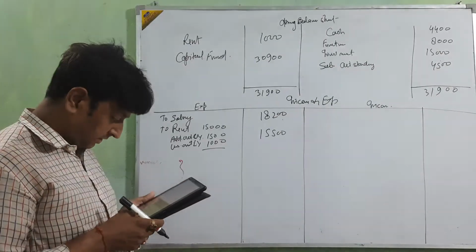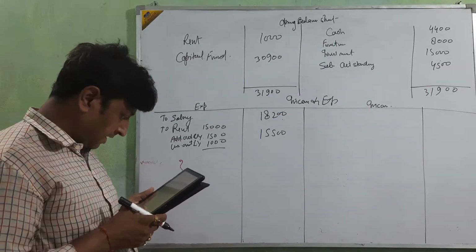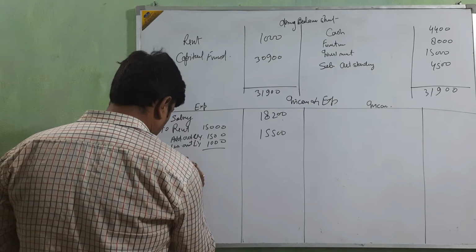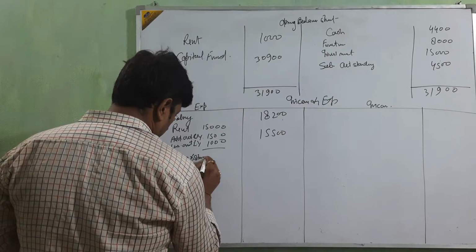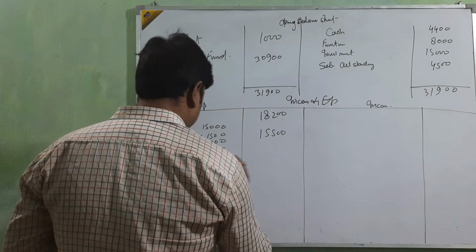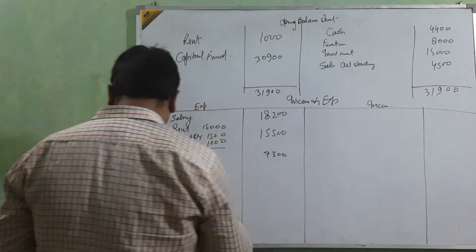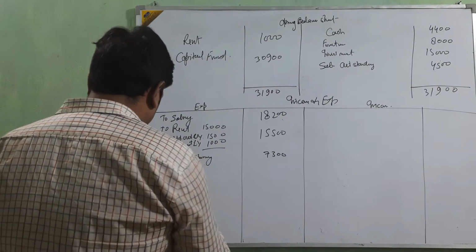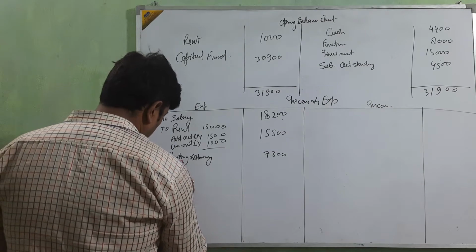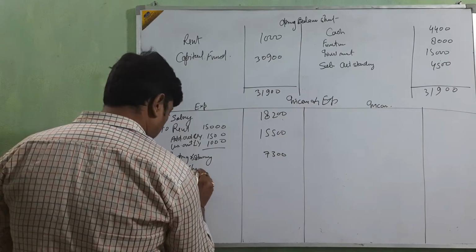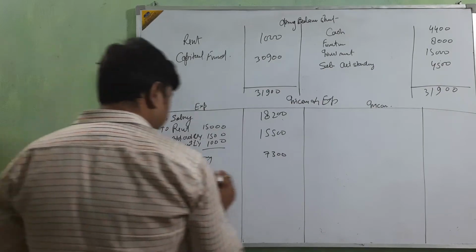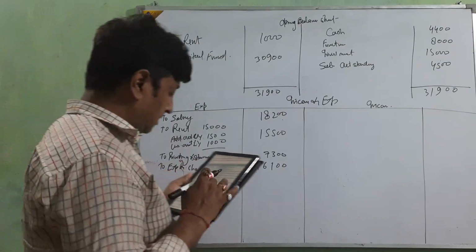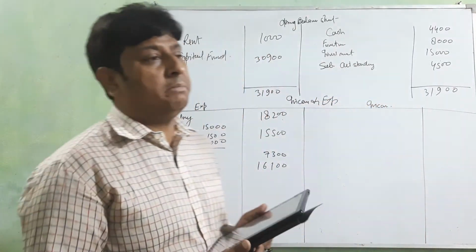Okay, then next printing and stationery, 7,300. Then expense on charity. No fund about the charity, so expense on charity is 16,100. Then tournament expense, we are not going to take the tournament expense because tournament fund is given.